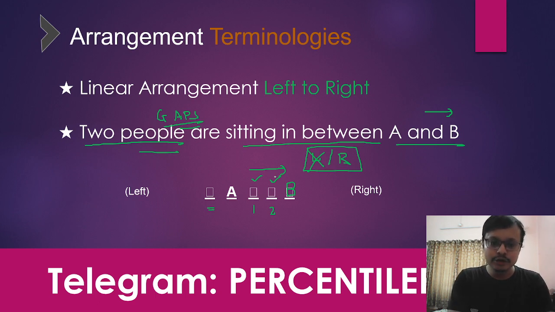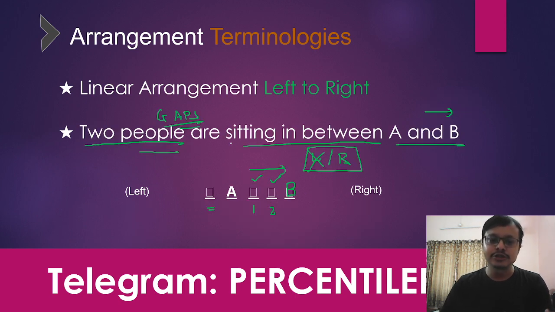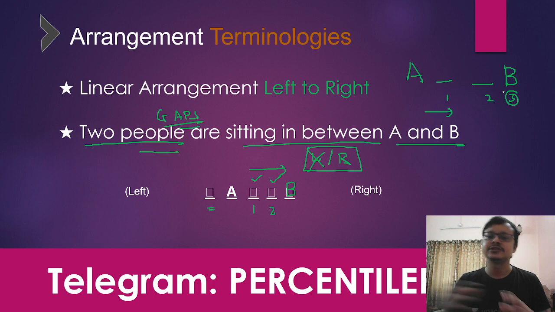Interestingly, if you notice, there's a difference between this clue and the previous clue. The previous clue was B is two places to the right, in which case it meant A dash B. But here we are talking about two people sitting in between, which means there's going to be a double dash between A and B. So this effectively means B is three places to the right of A.